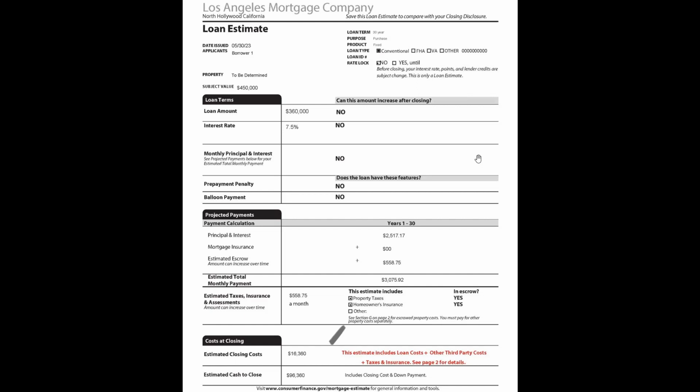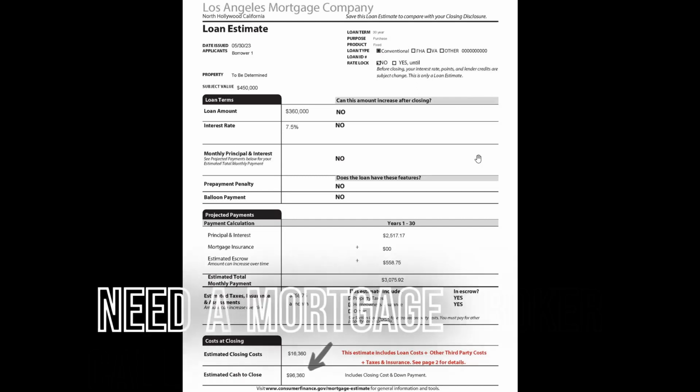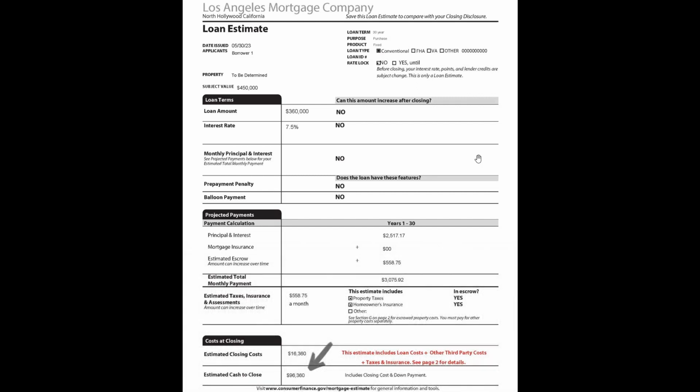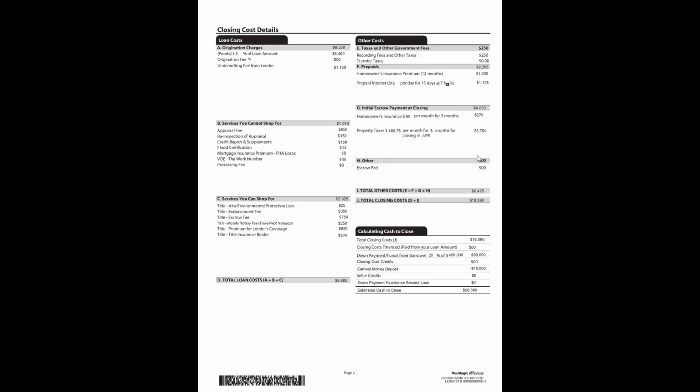Moving on to the bottom, we have your total closing cost. Page 2 will show us how we got to all of these fees of $16,360. And then we have your total estimated cash to close. This means the borrower is going to have to come in with $96,360 to close this transaction in 30 days or whenever we're ready to close.